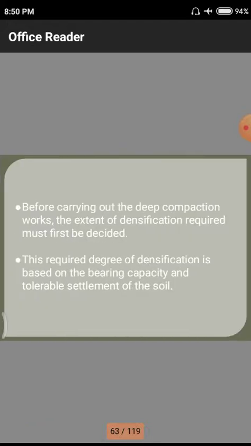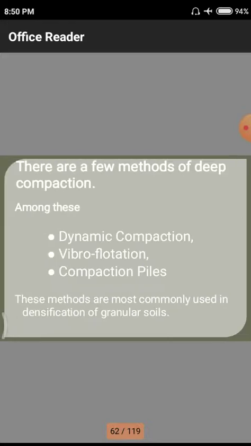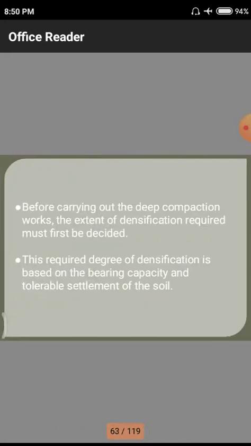Okay, what are those three methods? What are the equipments we are using in those particular three methods? We need to observe that in the upcoming slides. First of all, we need to take some data regarding vibroflotation, compaction piles, and dynamic compaction.